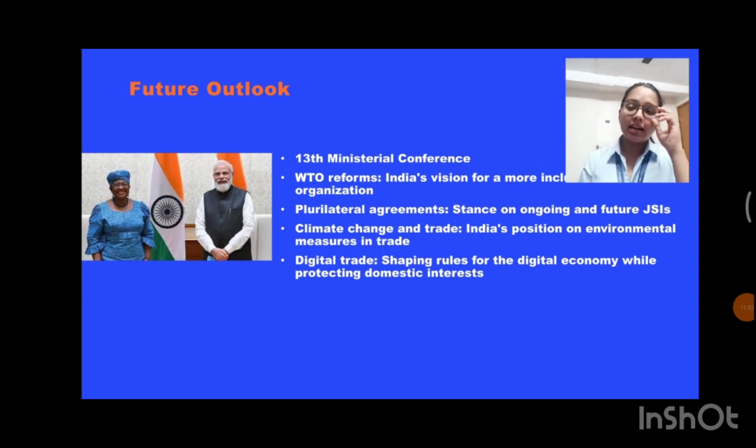Then on plurilateral agreements, India remains cautious. While engaging selectively based on its interest, India is concerned that these initiatives might undermine the WTO's multilateral nature and sideline developing countries' priorities. Climate change and trade is another crucial area. India supports environmental protection but insists that measures shouldn't become barriers to trade.